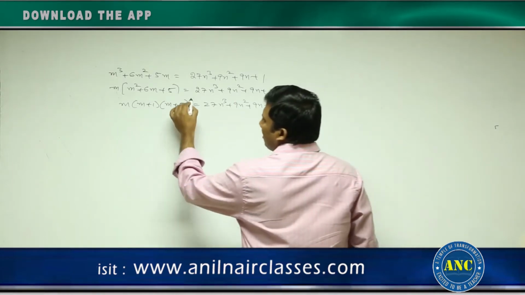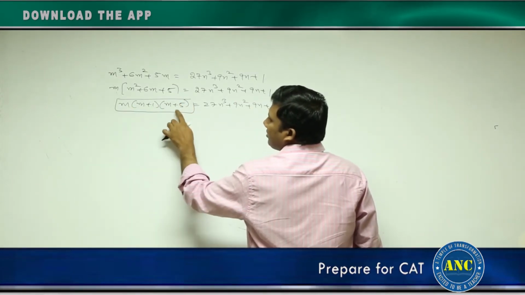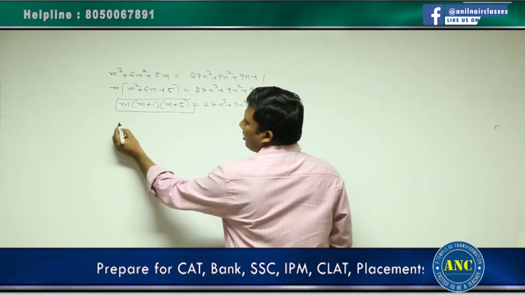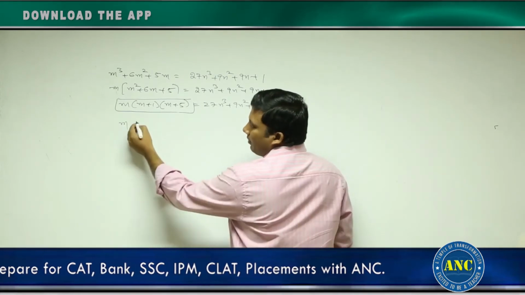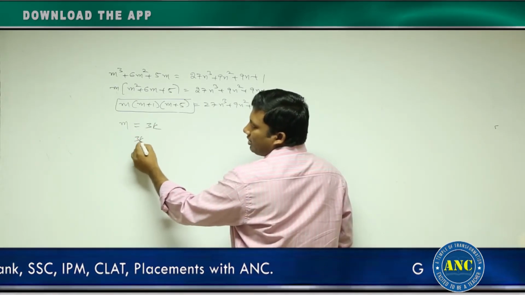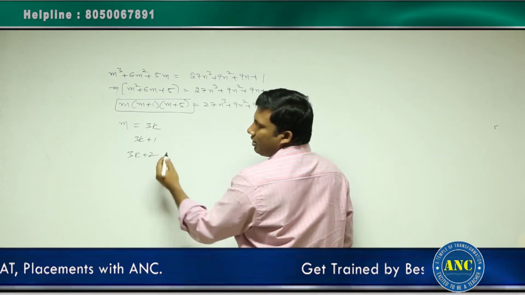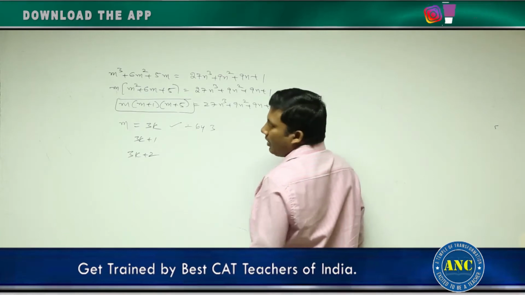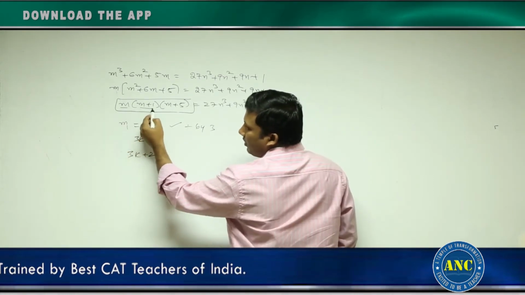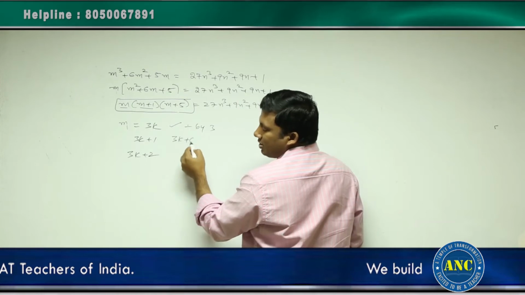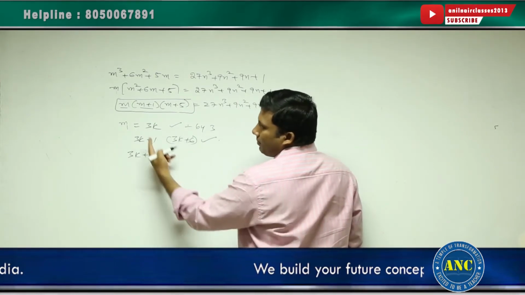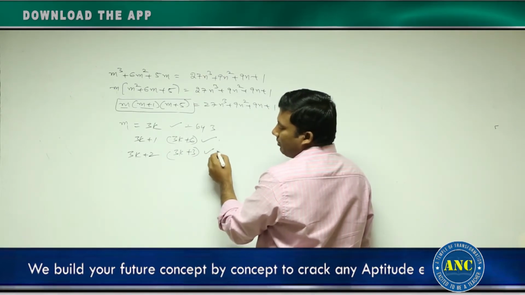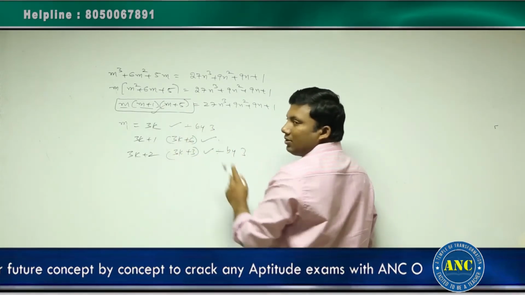Can I say that this is divisible by 3? Why divisible by 3? Suppose I take a number m, when it is divided by 3, it is either 3k, or 3k plus 1, or 3k plus 2. 3k into anything is divisible by 3. 3k plus 1, 3k plus 2, 3k plus 6 divisible by 3. That means this is divisible by 3.